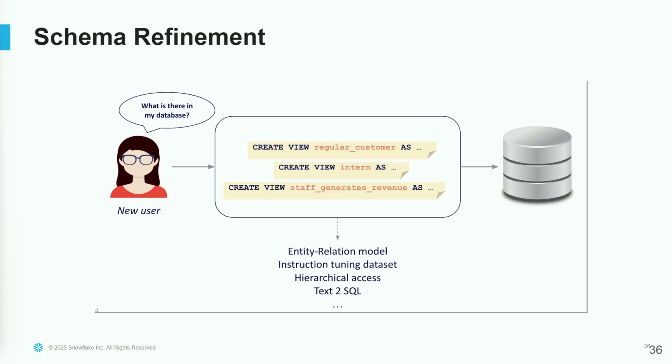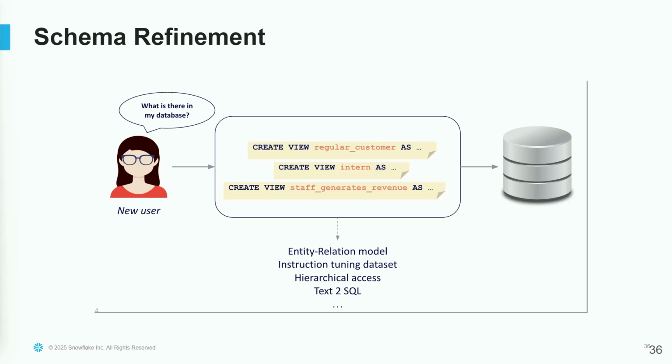So if we pose this question, what is there in my database? We would like to get some answers that have to do with concepts and relations. And the easiest way to represent them inside a database is with views. Views is something that SQL understands. And in this particular case, that's actually from a Snowflake marketplace, a free database where we run this.